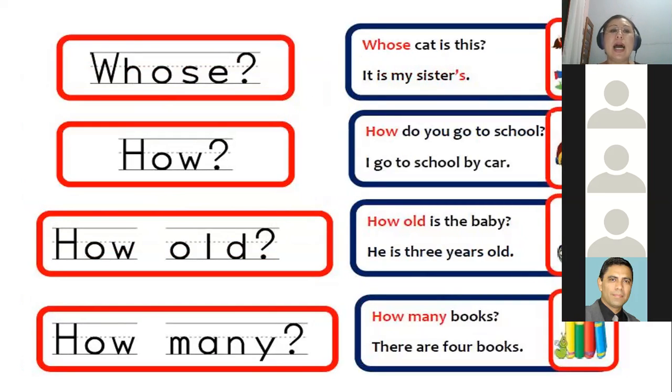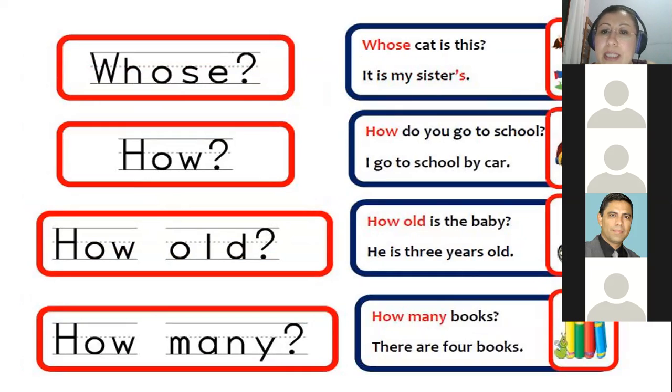Okay. I have the other one that just starts with WH, but it's whose. Whose cat is this? It is my sister's. Esa whose es cuando preguntamos de quién es algo, ¿verdad? Whose cat is this? ¿De quién es este gato? It's my sister's. Es de mi hermana.